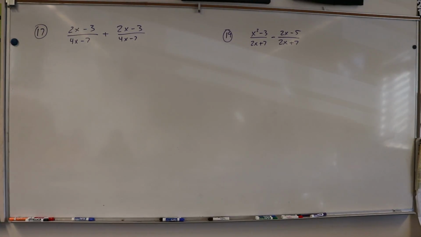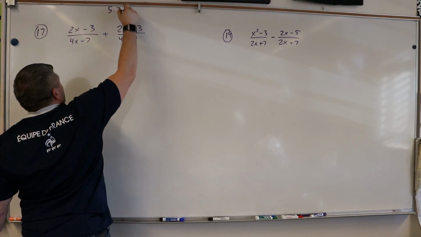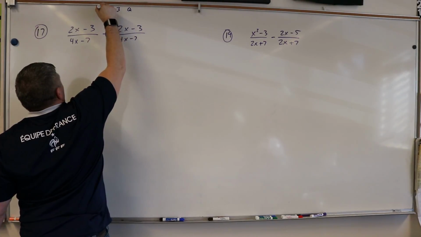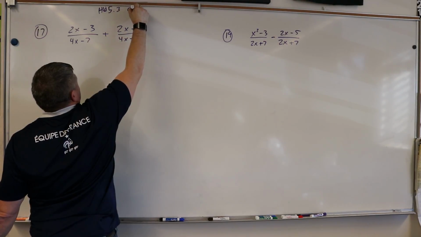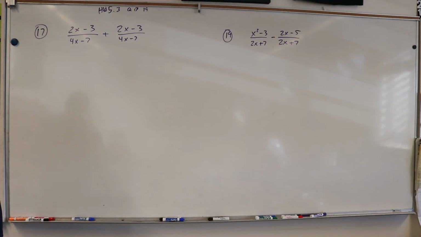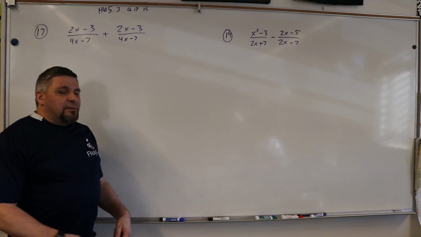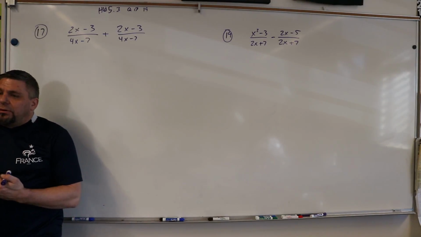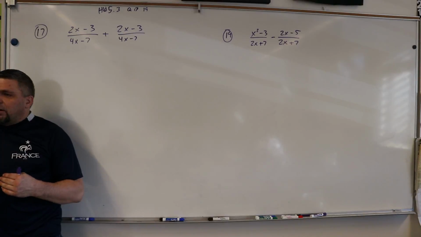So, we're doing 5.3 questions. Homework 5.3, questions 17 and 19, right? And these are going to take us to that next level. And the next level is adding and subtracting, right? But it won't be that hard because the denominators are the same, okay? But what will be difficult, it's not that difficult, but we have to know where x's are undefined.